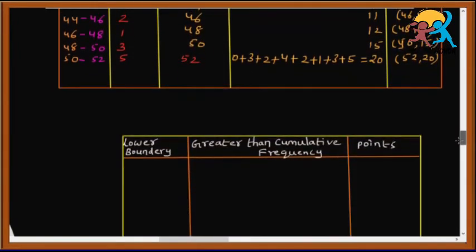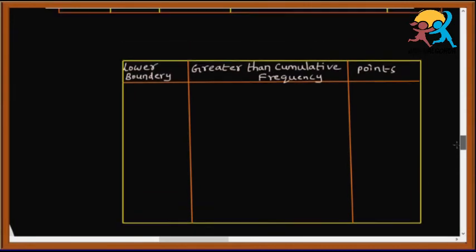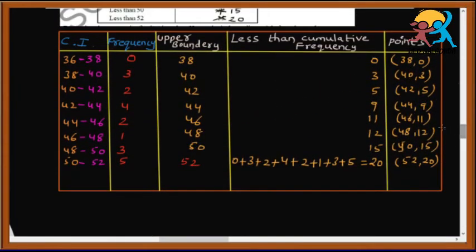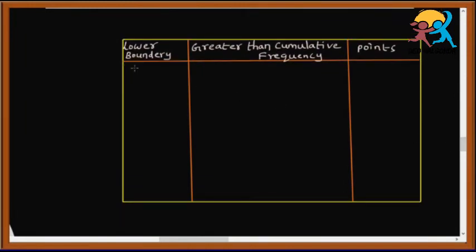And we have to take one more. So by using the lower boundaries, we can find the greater than cumulative frequency. So lower boundary means for the lower, here in 36 to 38, the lower boundary will be 36. So write 36 here, 36 and 38, 40, 42, 44, 46, 48 and 50.